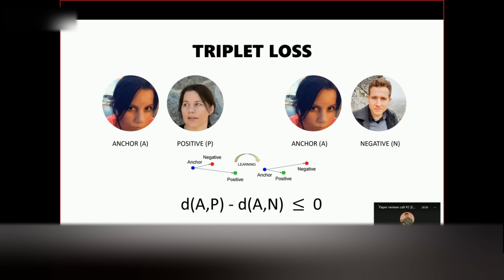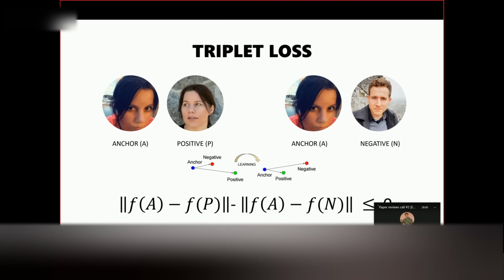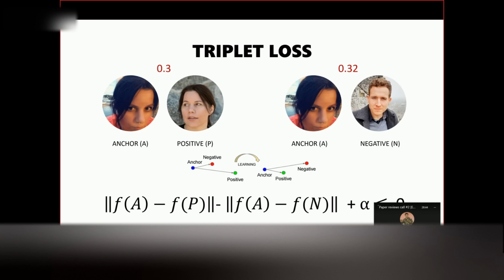So in order to fix that, we add a margin. So we have to say, not only does the anchor to positive need to be less than the anchor to negative, but it has to be a lot less. We have to stretch it out by a margin. So something like this, where this distance is 0.3 and this distance is 0.32, is no good.